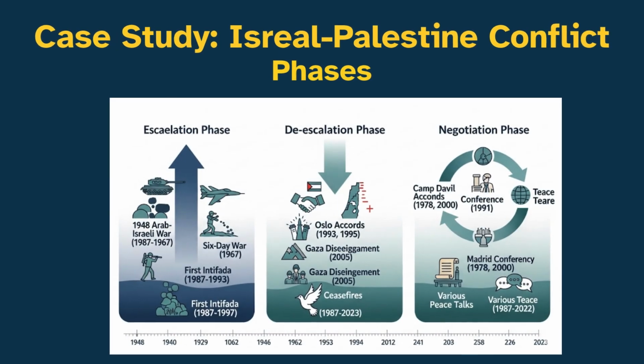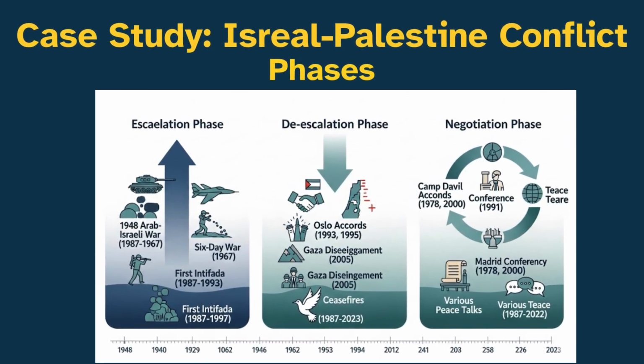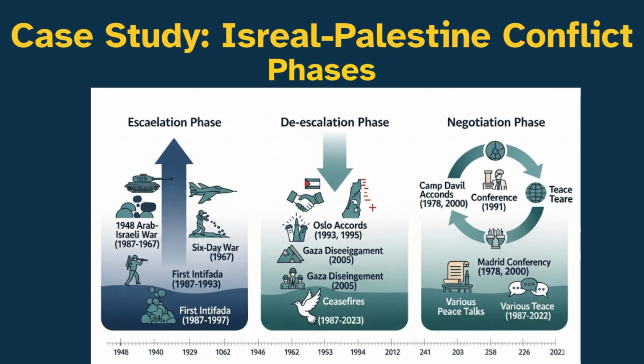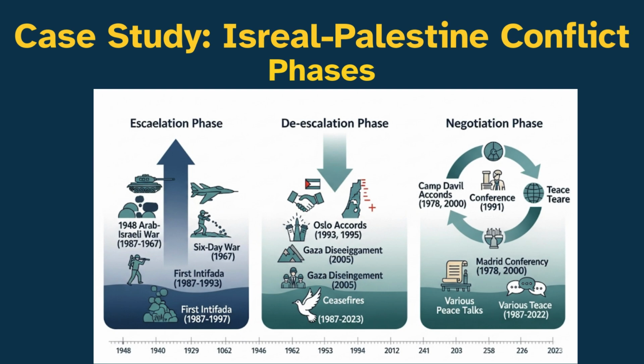The Israeli-Palestinian conflict has moved through distinct phases. The escalation phase saw periods of increasing violence, including the 1948 and Six-Day Wars. This was followed by a de-escalation phase marked by truces and agreements like the Oslo Accords. Efforts continue in the negotiation phase, with ongoing diplomatic attempts for a resolution, like the various peace talks.